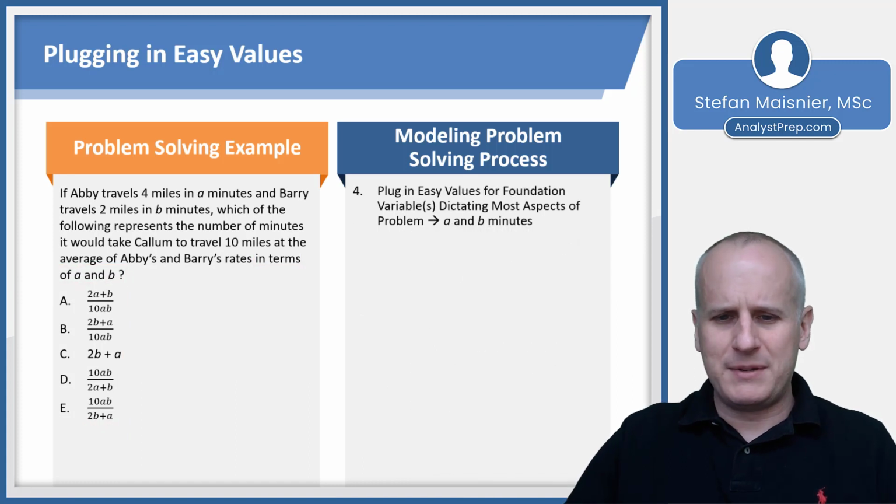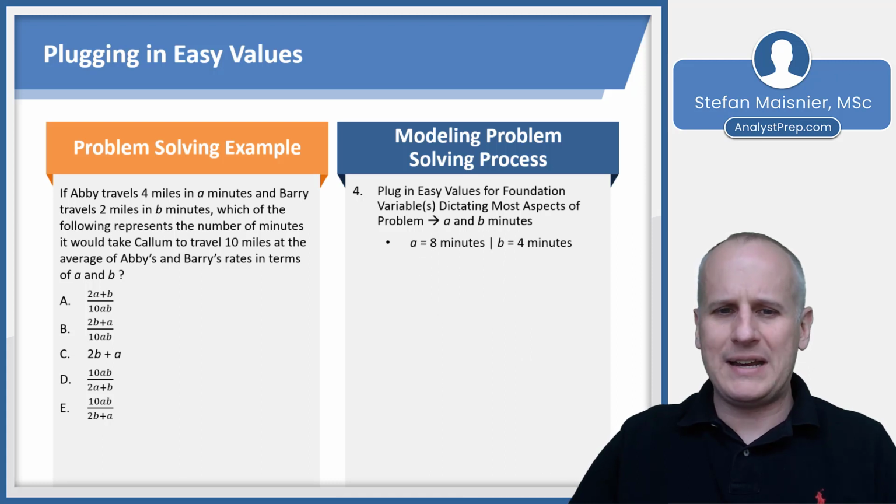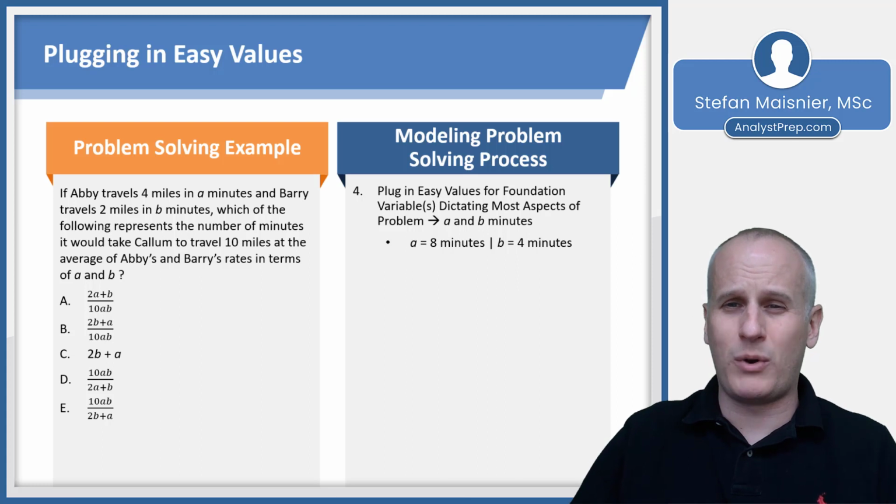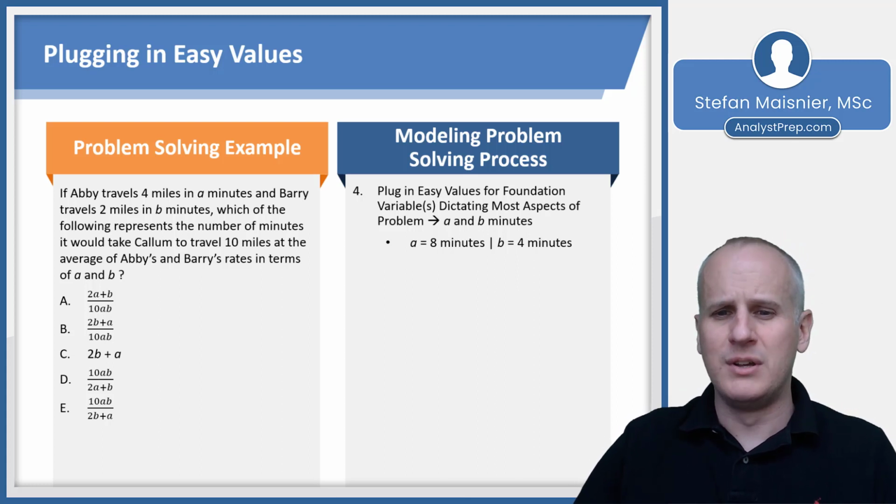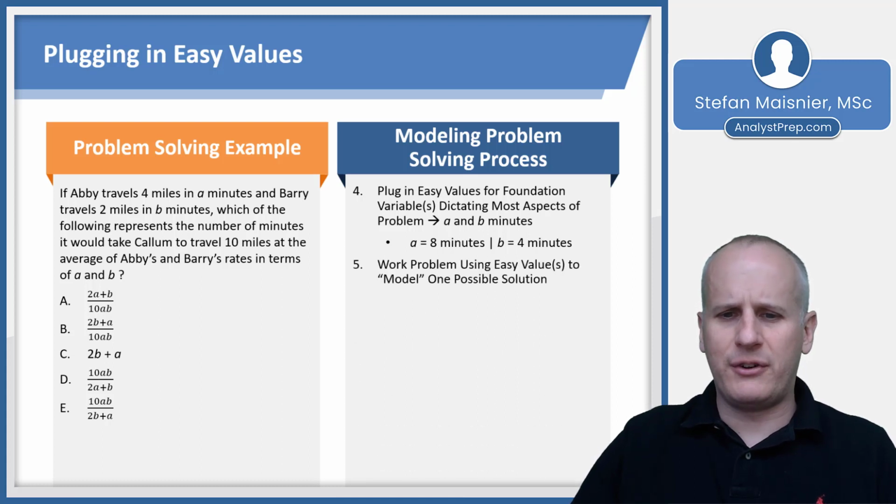So we're going to plug in some easy values, and we could very easily make A equal 8 and B equal 4. And that's going to make it so that none of the values we're using are in the answer choices, which is important because you don't want it to cancel out. So we don't want to use 2. But 8 and 4 are really easy, because if Abby travels 4 miles in 8 minutes, I can figure out that that's going to be half a mile a minute. And if Barry travels 2 miles in 4 minutes, that's half a mile a minute as well.